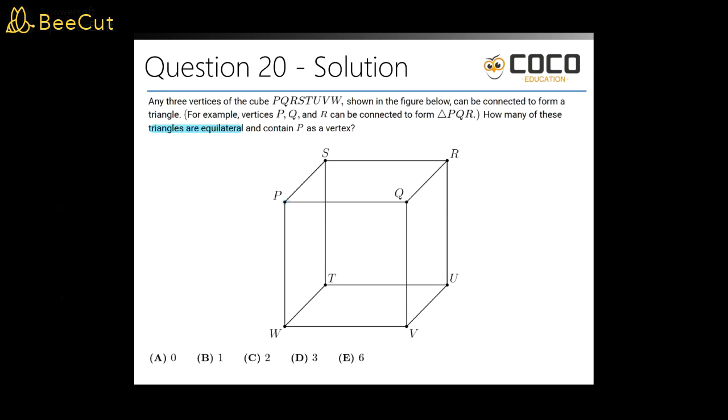This is the line PT, and then the line PR. Then the last one is the line PV. These are the diagonals of the square surface, and they are of equal length. And we must contain 2 of them to form the equilateral triangle. So if we contain PR and PV, then we can form this triangle PRV. You can see all 3 sides are of the same length.